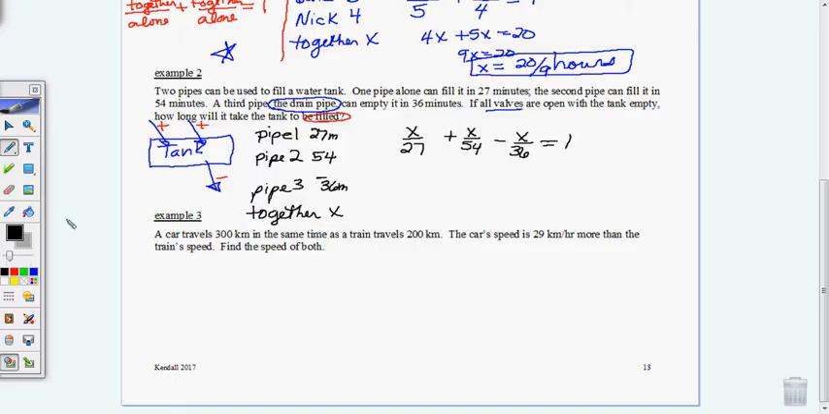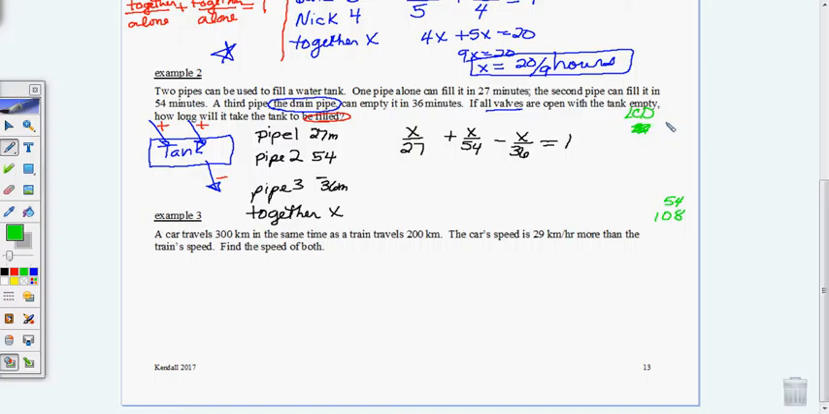Okay, so now you've got to stop and think. What would be my least common denominator? 27 needs to be part of it, but I'm going to think of 54. If I double 54, it becomes 108. Can 27 go into 108? Yeah, 4 times. Can 36 go into 108? Yeah, 3 times.